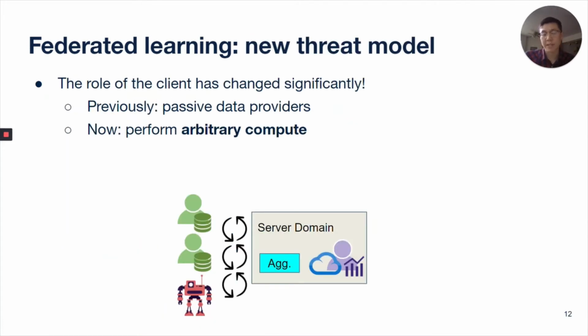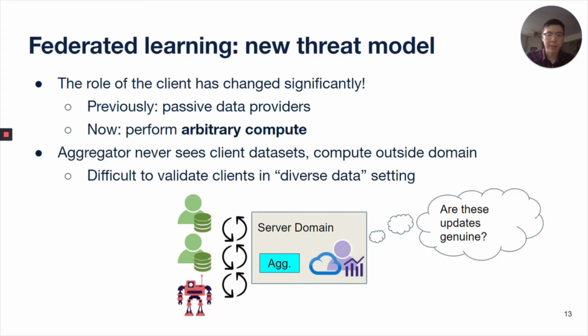However, there are drawbacks to federated learning. Federated learning opens a new threat model. Because data is no longer supplied to the server domain and clients are no longer just passive data providers, clients have the ability to perform arbitrary compute before sending updates to the federated learning aggregator. The aggregator never sees these client datasets, and the compute occurs completely outside its domain.